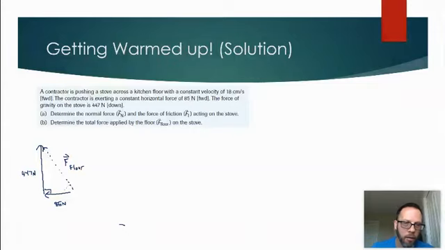And yeah, we're old hats at this. We're going to find the magnitude using Pythagorean theorem. We're going to find the angle using tangent. So let's find that. So the magnitude of this force, using Pythagorean theorem, 85 squared plus 447 squared.